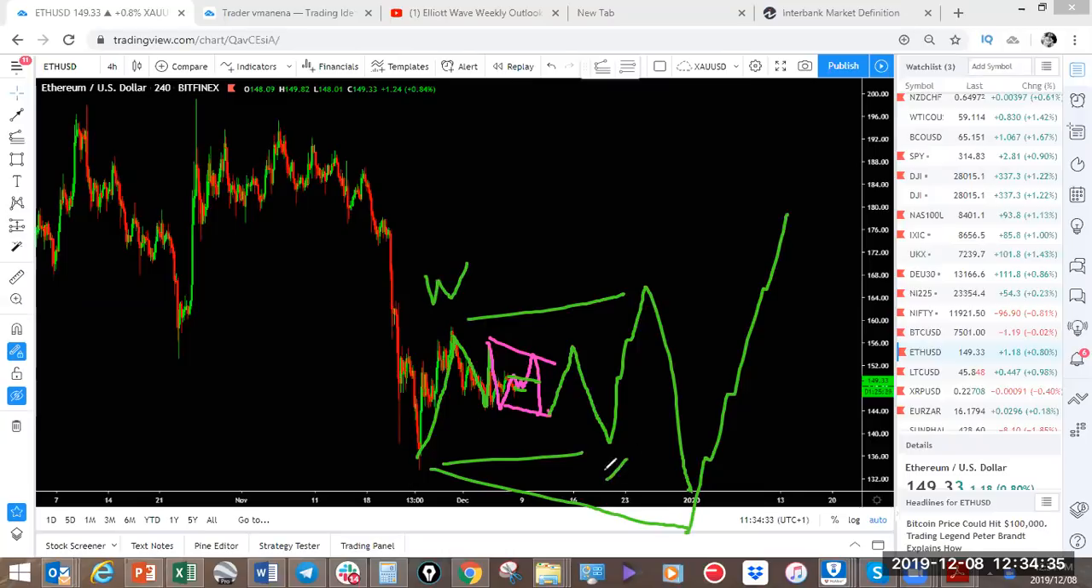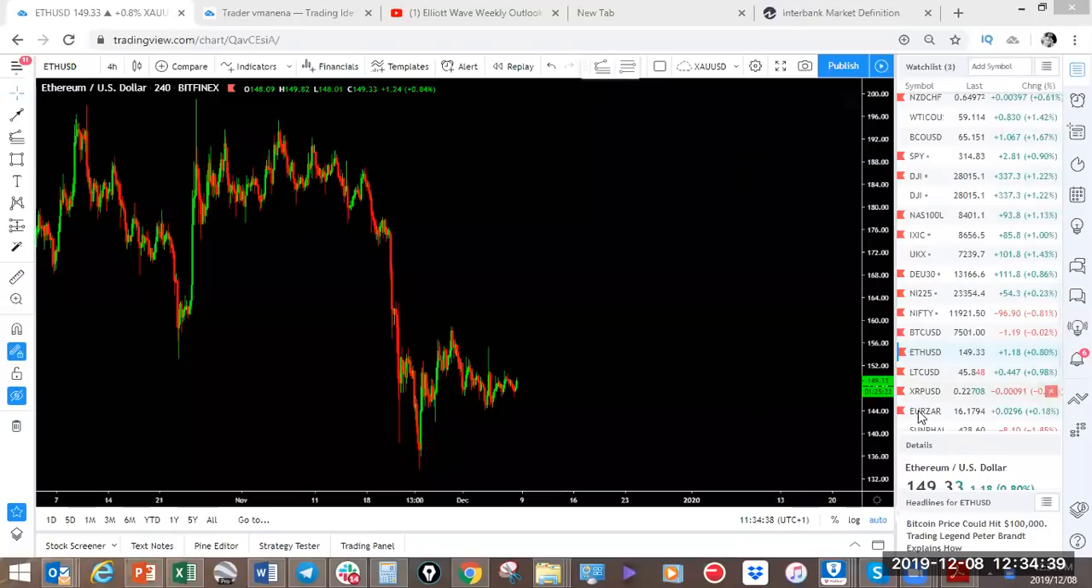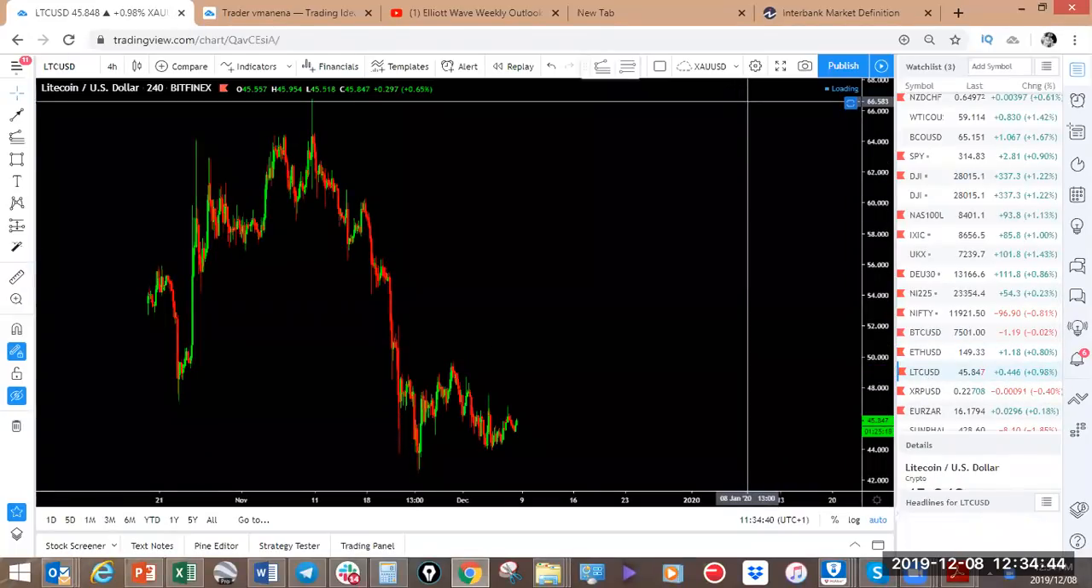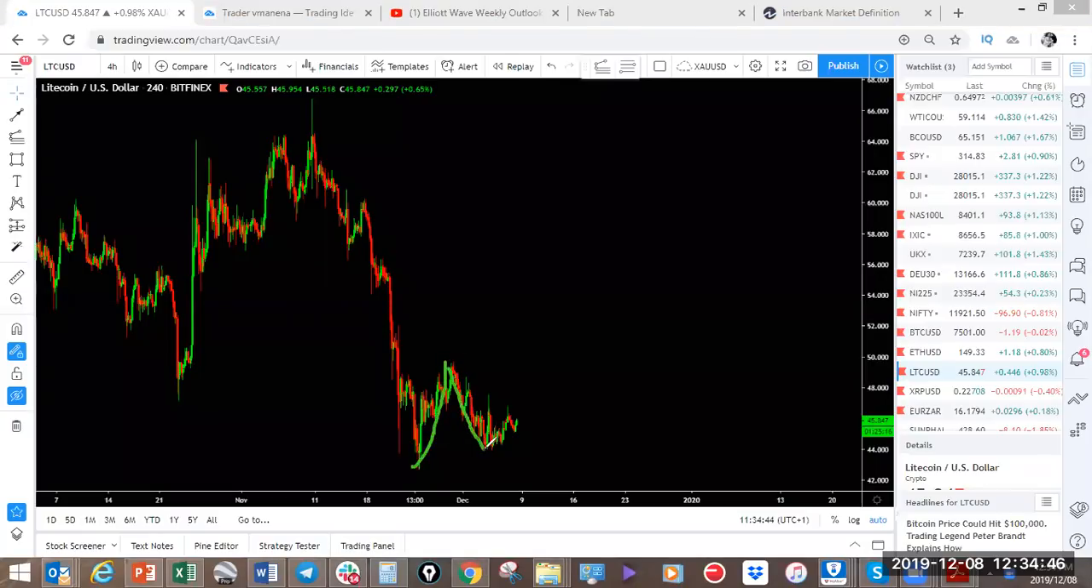Both of these are just giving us the WXY structure like that. Okay, so that is Ethereum. You'll see Litecoin also similar. They're all just similar. We've got a three-way move to the upside, a three-way move back.